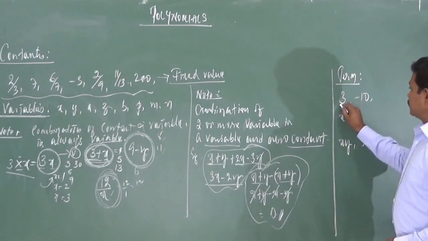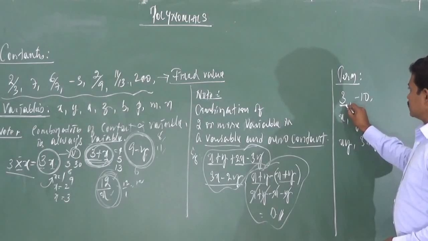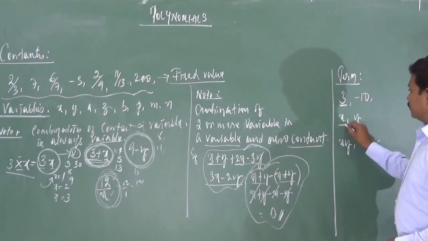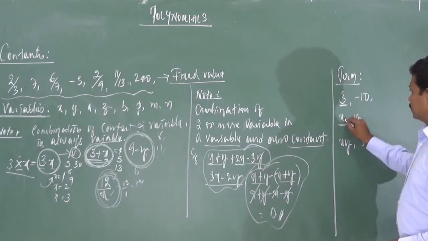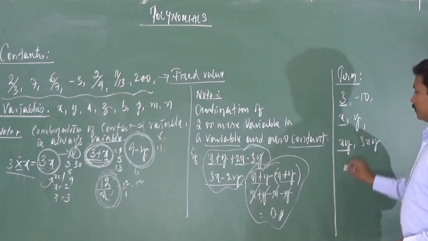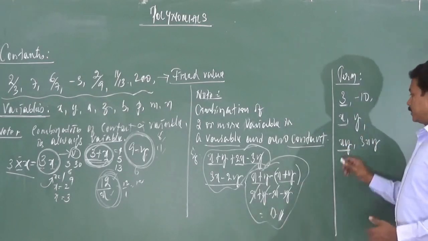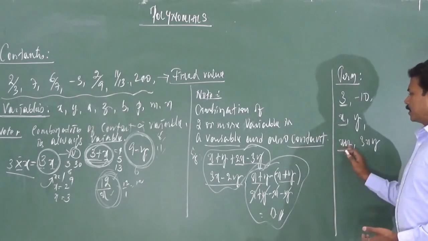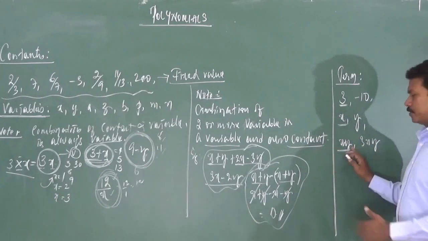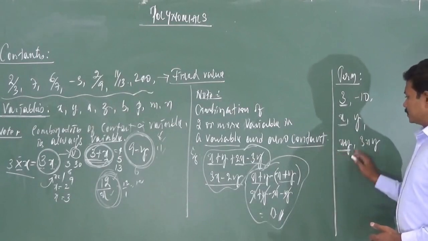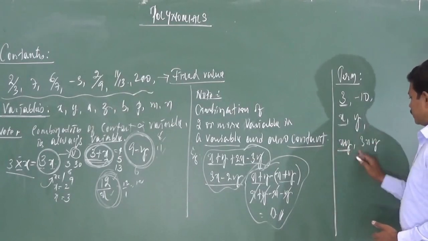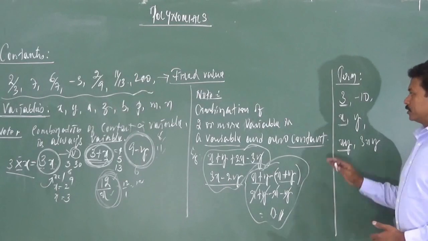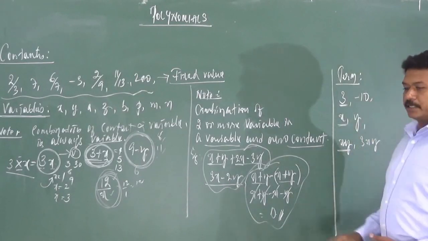So these are all called terms in the algebraic expression. Here 3 is called a constant. Constant is also a term. x is called the variable. Variable is also called a term. xy is a combination of two variables which are connected by a multiplication sign, that is, they are combined by x into y. Therefore it is a term. 3xy is also a term here. So these are called terms in the algebraic expression.